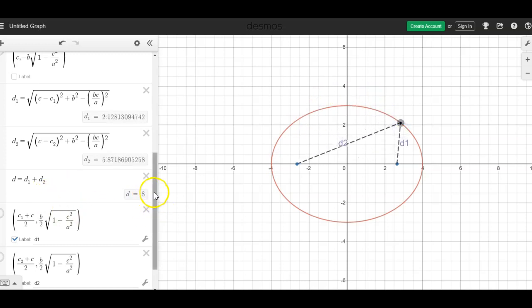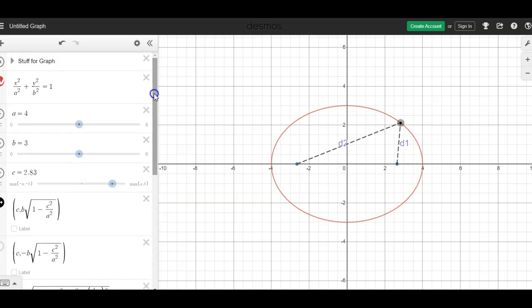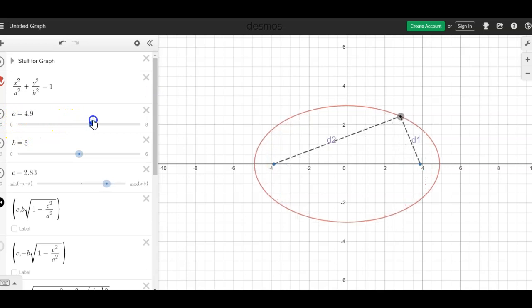Alright, now what is D? What is that sum of the 2 distances? Well, notice right now a is 4. I'm going to make a go up to 5.